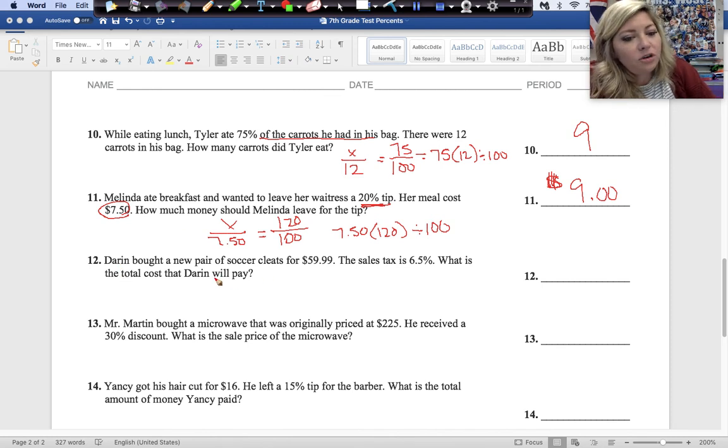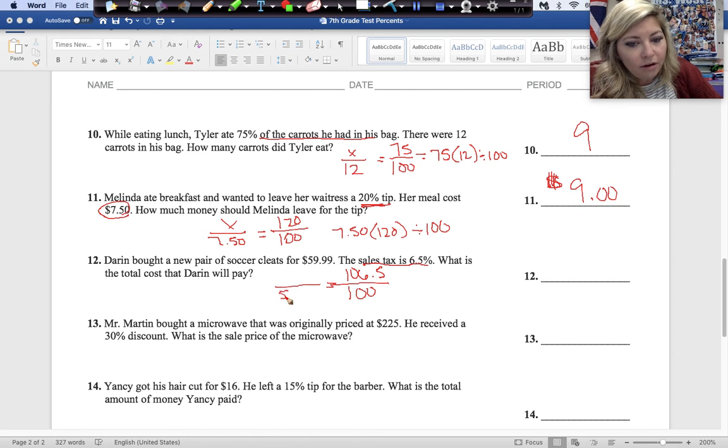Darren bought a new pair of soccer cleats for $59.99. The sales tax, remember tax we add to 100, is 6.5%. What is the total cost that he'll pay? So 6.5% is 106.5%, because remember we add this number to 100. That goes over 100 because percent always goes over 100.